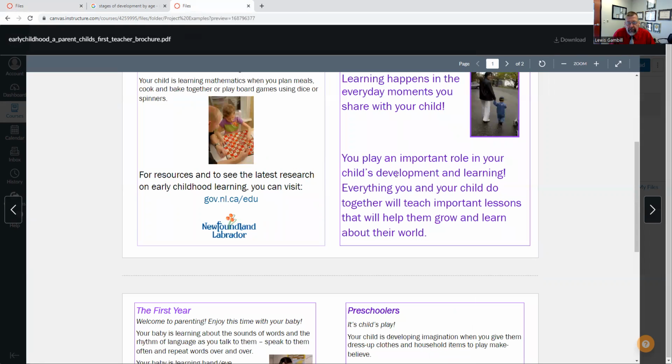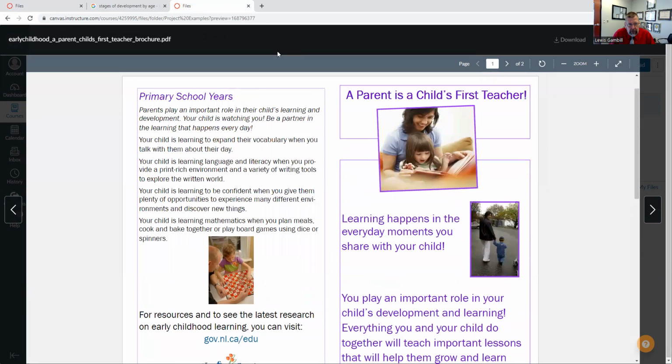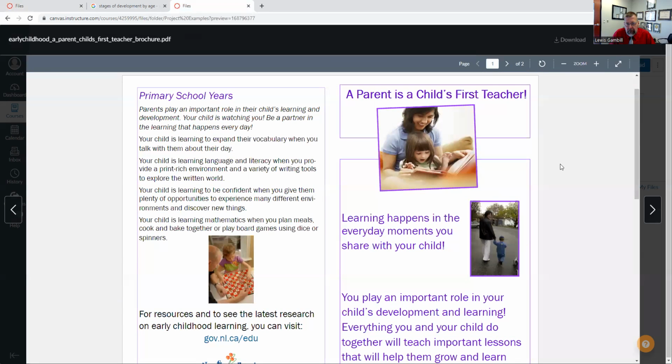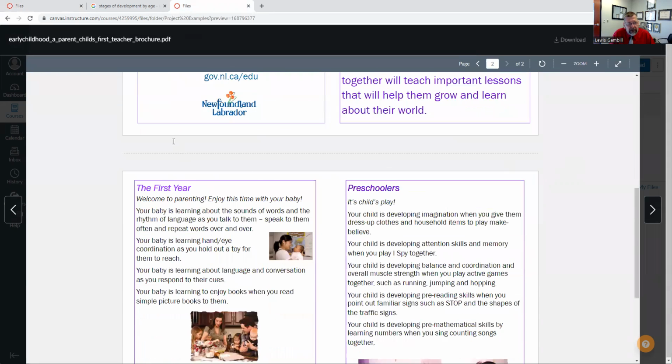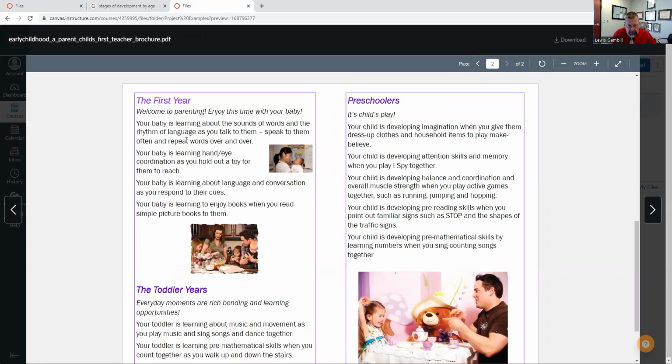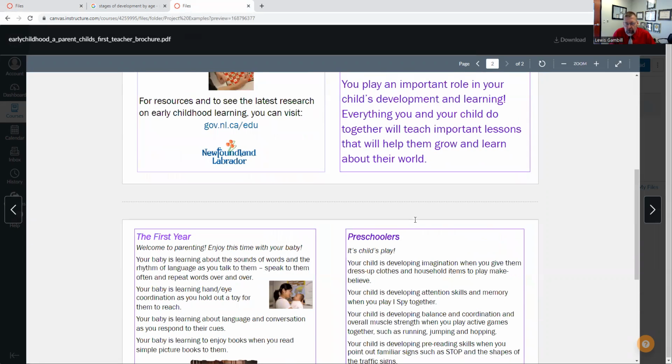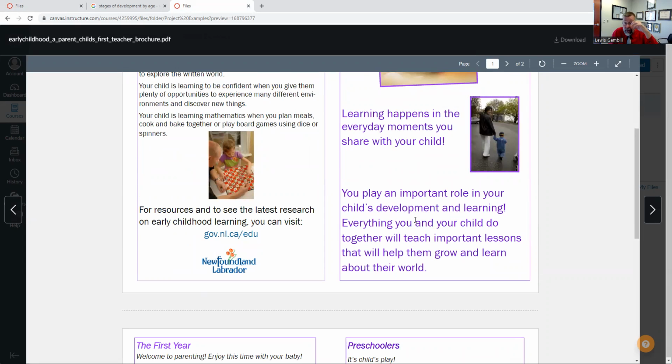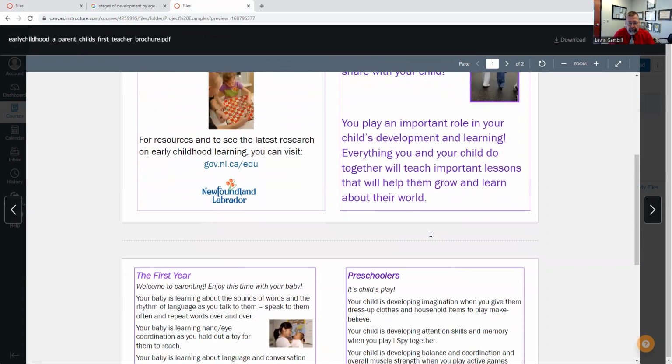Whenever I opened up my files folder on Canvas, went to my examples, this is what I'm referring to. Basically, we'll look at the first year for infancy, toddler years, and preschoolers. So what does this do? Basically, you're telling the parents that at this particular time in the child's developmental stage, this is what he or she will be experiencing, and this is what you can do to help teach them.